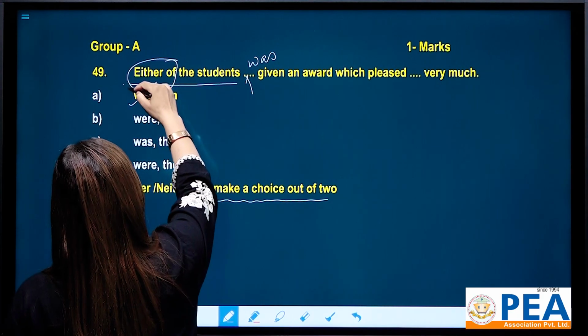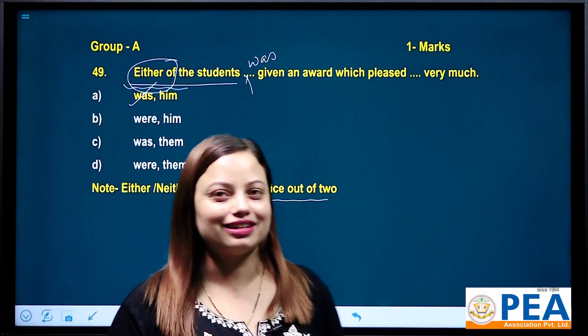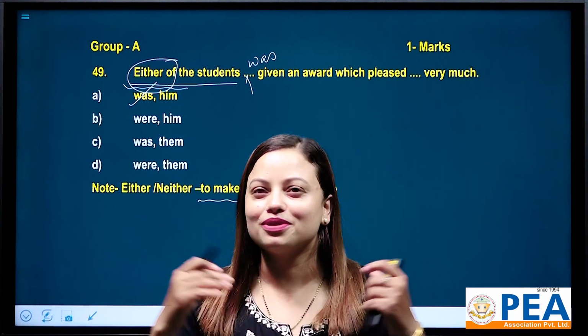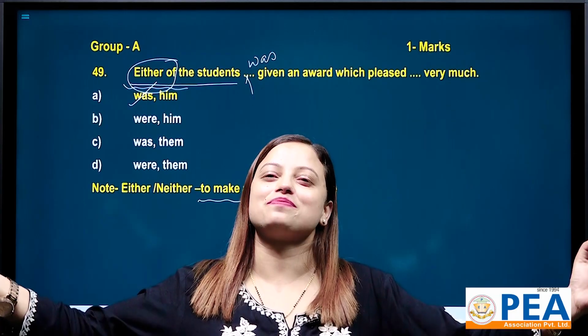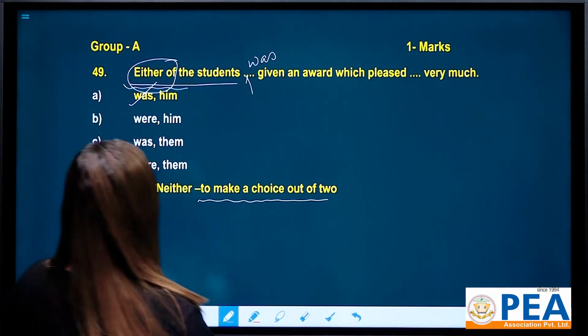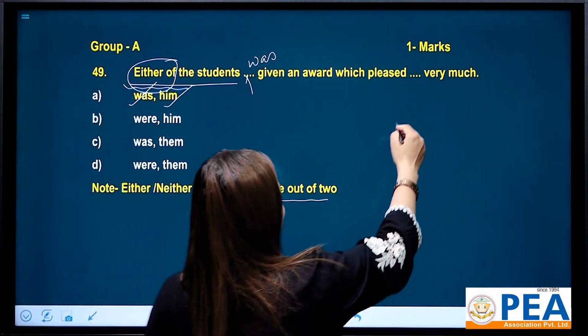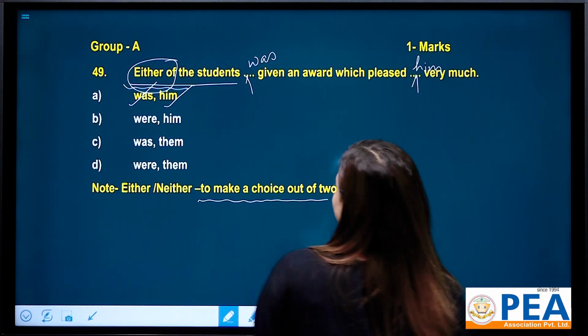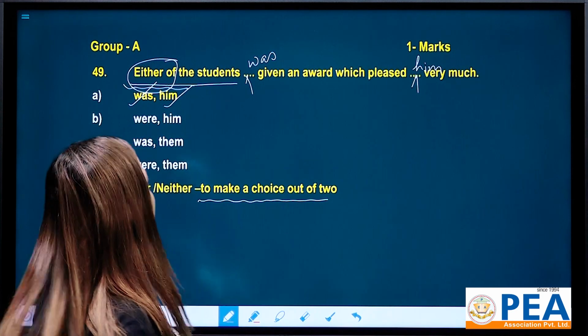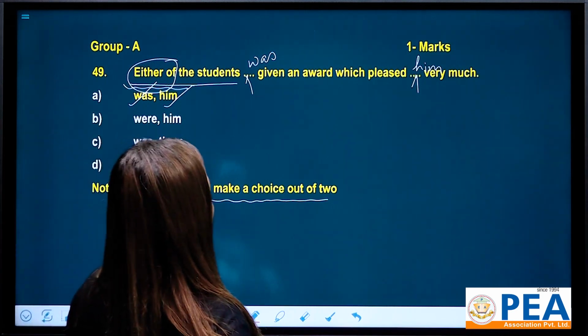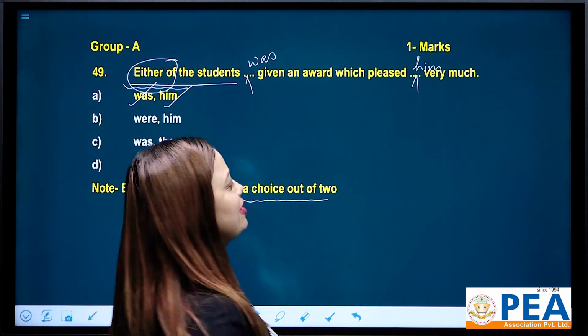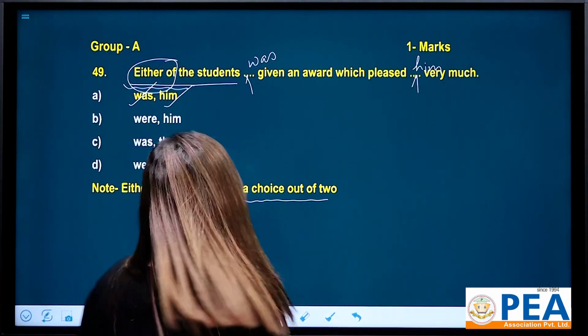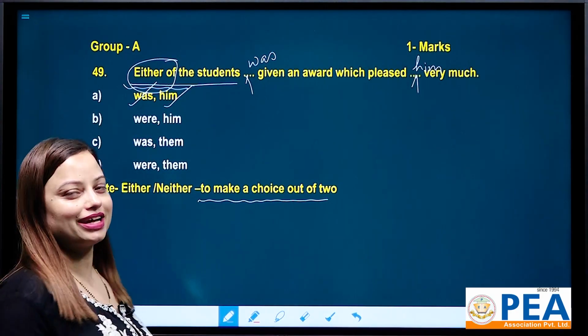If your sentence is singular, then definitely there will be another singular pronoun, right? So let's keep him here. Let me read once: Either of the students was given an award which pleased him very much. That's why option number A is correct here.